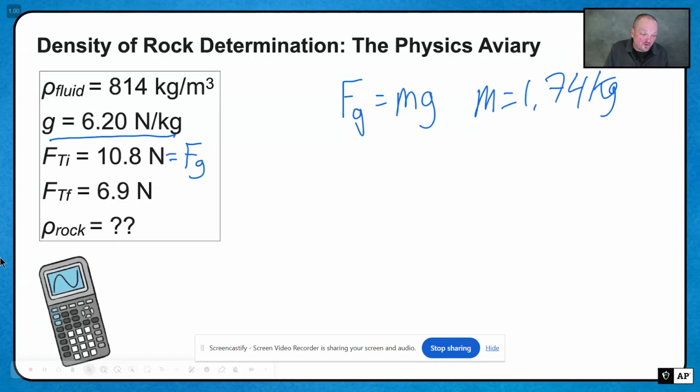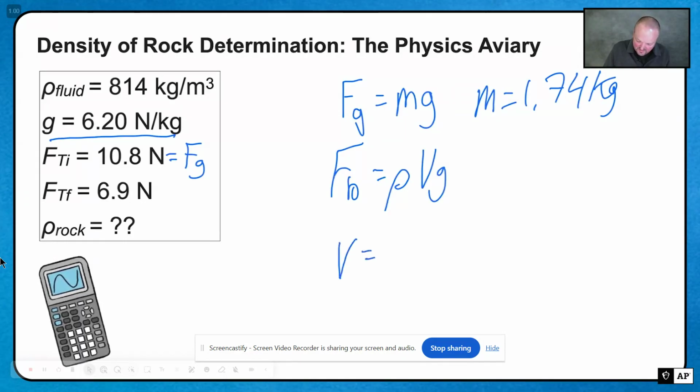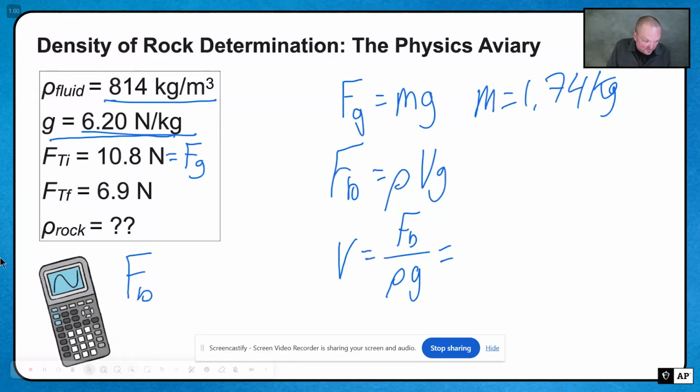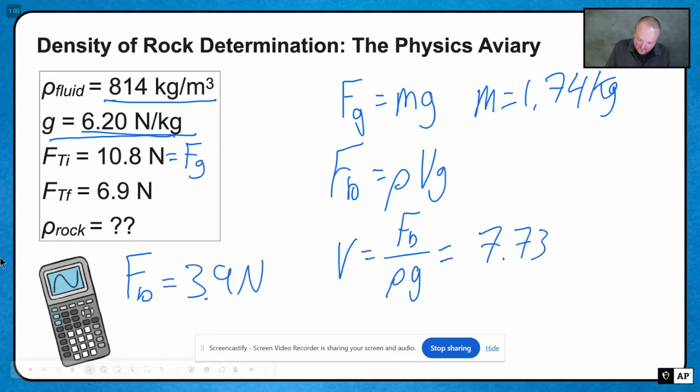I'll plug in my numbers. I can figure out the volume of the water displaced, which is the volume of the rock, by using my buoyant force equation, which is rho V g. And I'm interested in figuring out V. So my V is my buoyant force divided by rho g. And I'm going to use the rho of the fluid and the gravitational field strength of 6.2. And then remember, we figured out the buoyant force in the previous slide to be 3.9 newtons. When I do that math, I get the volume of the fluid displaced, which is equal to the volume of the rock, is 7.73 times 10 to the negative fourth cubic meters.